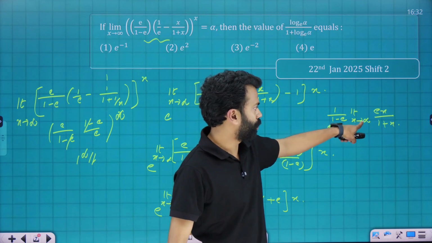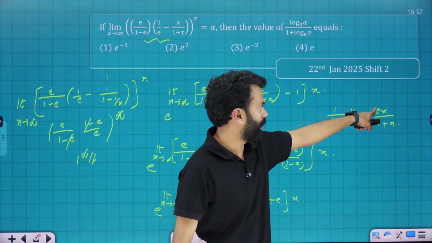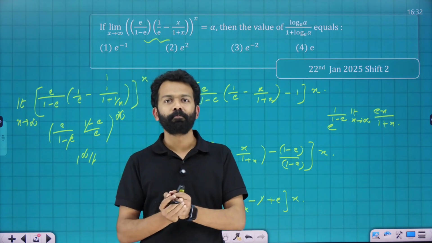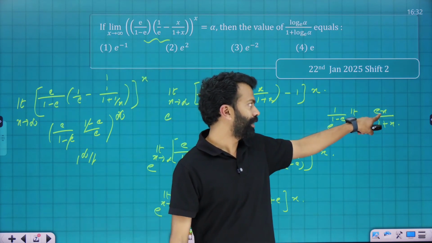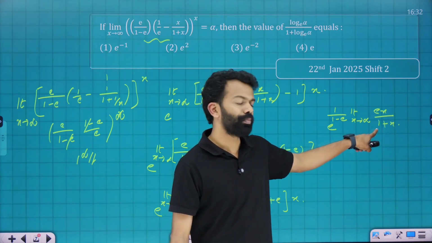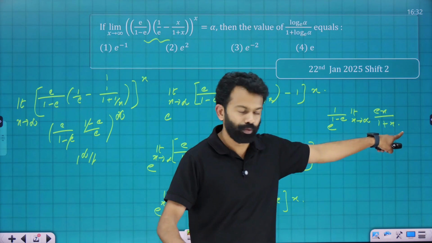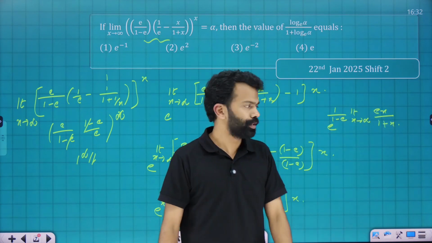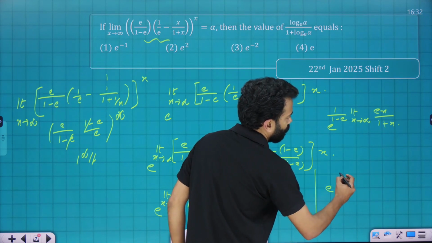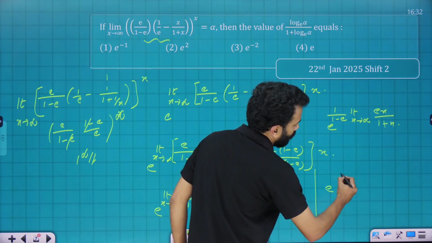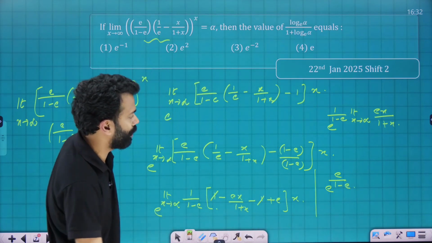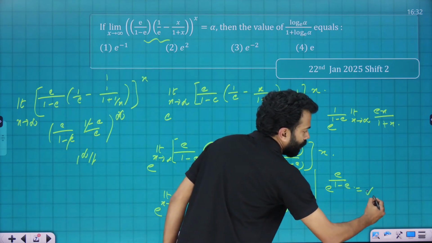We know that x is approaching towards infinity, therefore we have to divide numerator and denominator with x. Could you tell me the result without calculation? After dividing with x, it will be e here and 1 by x plus 1 here. What is 1 by x? 0. What is 0 plus 1? 1. And what is e by 1? e. So the result will be e raised to e by 1 minus e. So what is the result here? e raised to e by 1 minus e. That is the value of alpha.